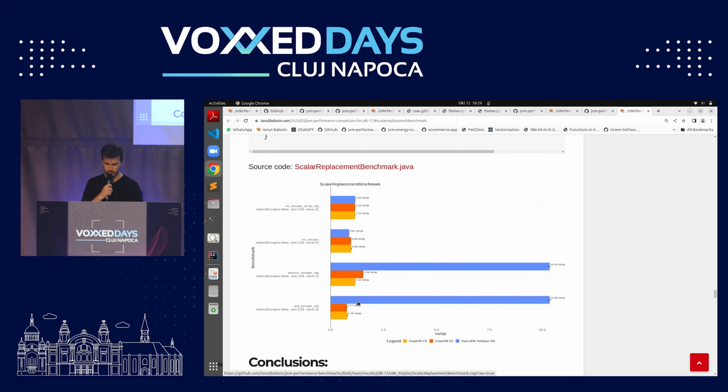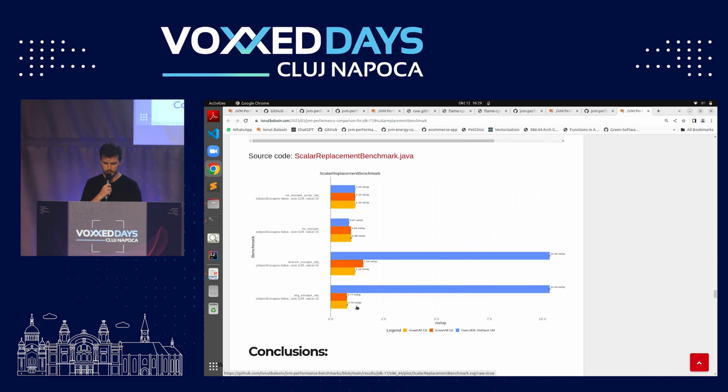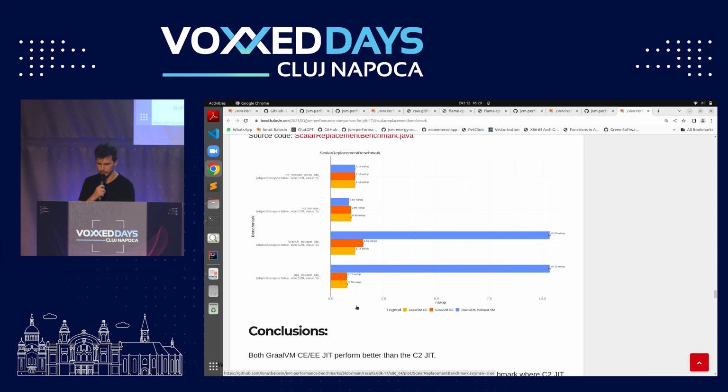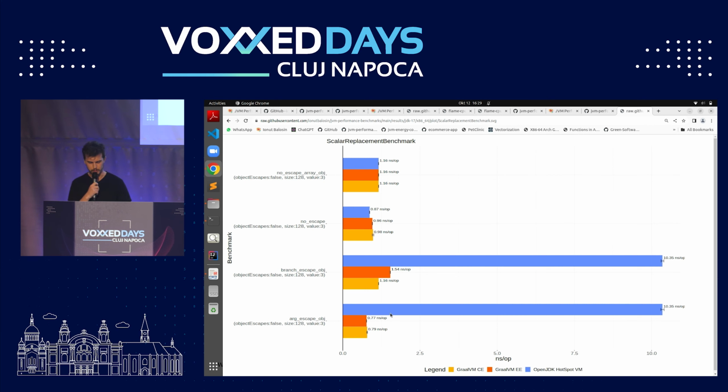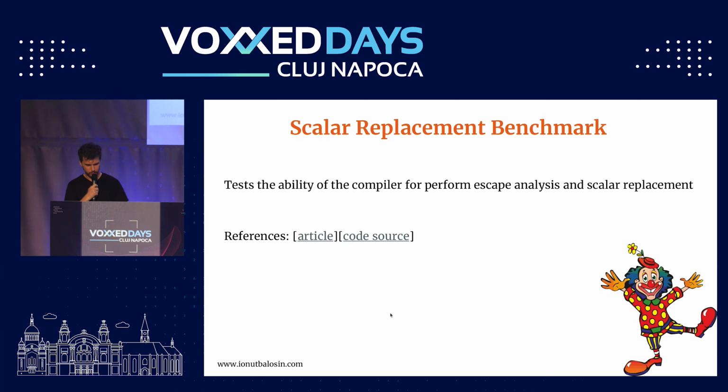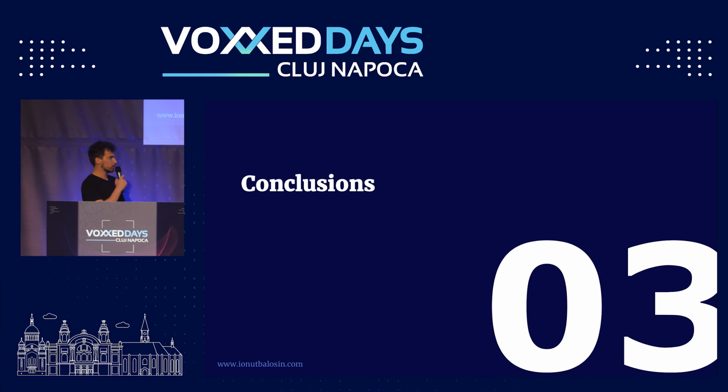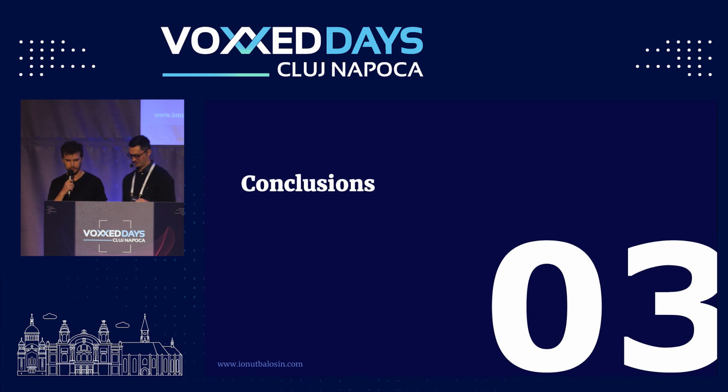In the scenario of the arg escape object, then Graal is able to just return true always, because it inlines, while C2 always allocates again. Right. Next, I'll leave it to Ionuț to tell you the conclusions of this.